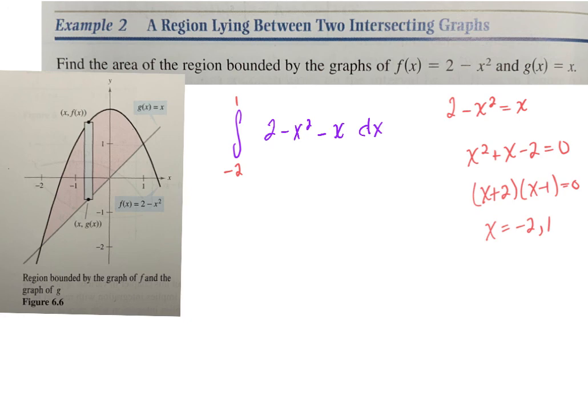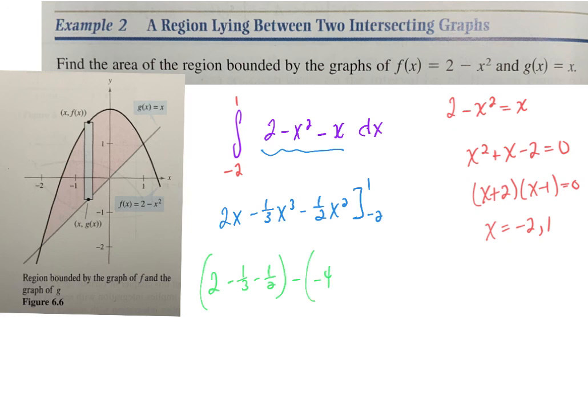And so we're going to take the integration of this. We're going to say 2x minus 1/3 x cubed minus 1/2 x squared from negative 2 to 1. Plug it in. 2 minus 1/3 minus 1/2 is my 1. Plug in a negative 2, you get negative 4, 8/3, and negative 2.